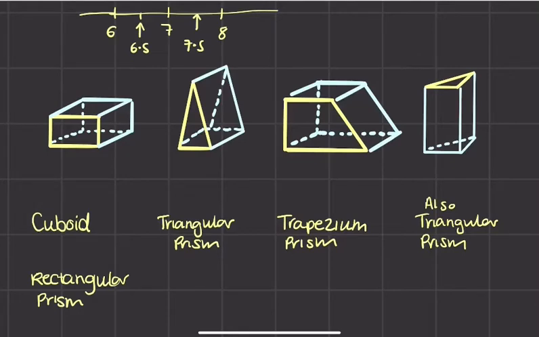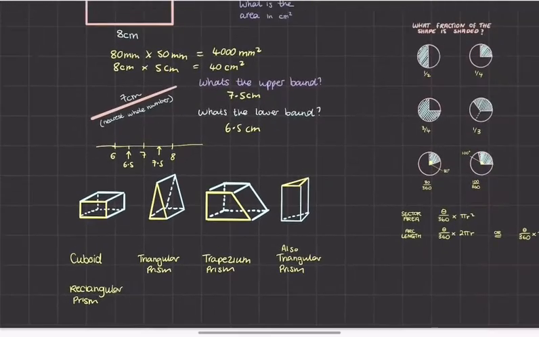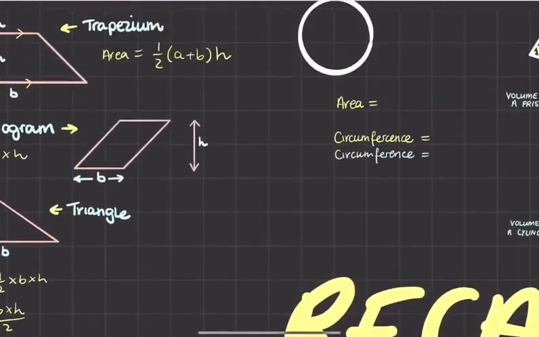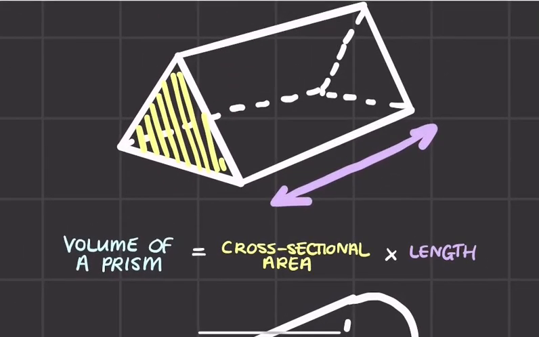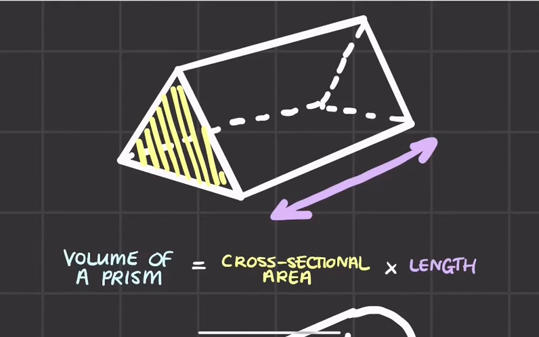And the volume for a prism was the cross-sectional area multiplied by the length of it. Okay, so here it is. The volume of a prism was the cross-sectional area multiplied by its length. So that's its length here.